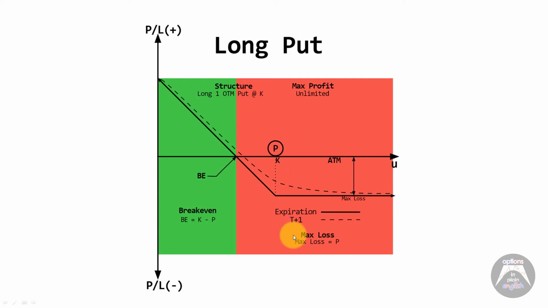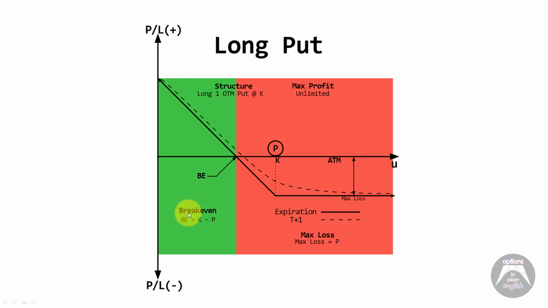The max loss that you have when you buy a put is the price you paid for the put. So in this case, we're calling it P. So if, for example, you have a stock trading at $100 and you buy the $90 put and you pay $3 for it, those $3 are the maximum amount that you can lose. And you can see here, it doesn't matter how high it goes, your loss is going to be limited by the premium that you paid.